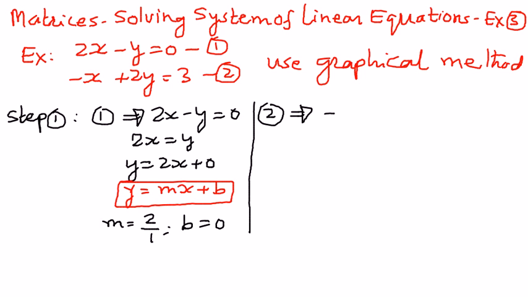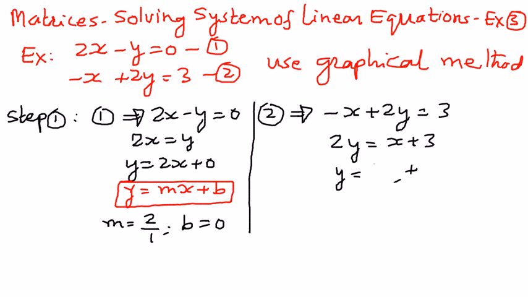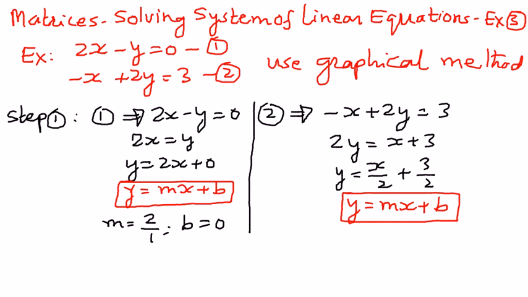The second equation given to us is negative x plus 2y is equal to 3. So we can write this as 2y is equal to x plus 3 by adding x to both sides, using the addition property. We want the value of y. Dividing both sides by 2, we have y is equal to x over 2 plus 3 over 2. Now this is in the standard form, y is equal to mx plus b. Therefore we can identify the slope, which is 1 over 2, and the y-intercept, which is 3 over 2.